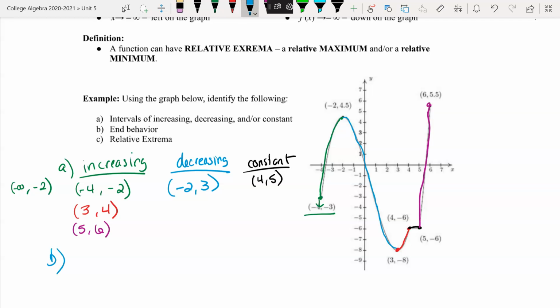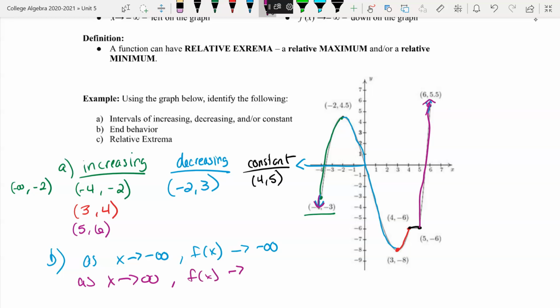End behavior, you're just looking at the end of the graph. So say these lines go on forever. If I look at the end of my graph, as x goes to negative infinity, as I keep going to the left, what is your y value doing? Well, f of x is going down, so it's also going to negative infinity. End behavior is either going to be positive or negative infinity. If your line's going down, it's going to be negative infinity. So as I go to the left, I'm going down. As I go to the right, aka positive infinity, my y value is going up. So I'm going to say it goes to positive infinity. And that's how we do end behavior.